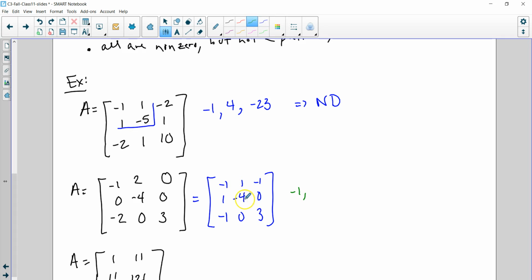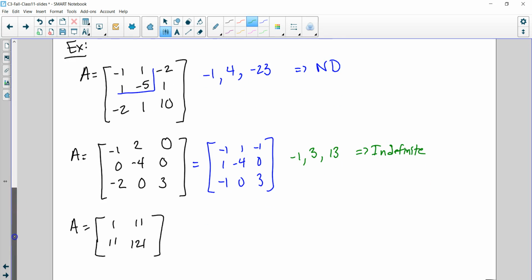So it should be 4 minus 1 is 3, and then if you do the whole thing, I believe you might get a positive 13. You might want to double check that for me. Either way, it is going to be positive, so we get that this one is indefinite. It doesn't follow one of those patterns.